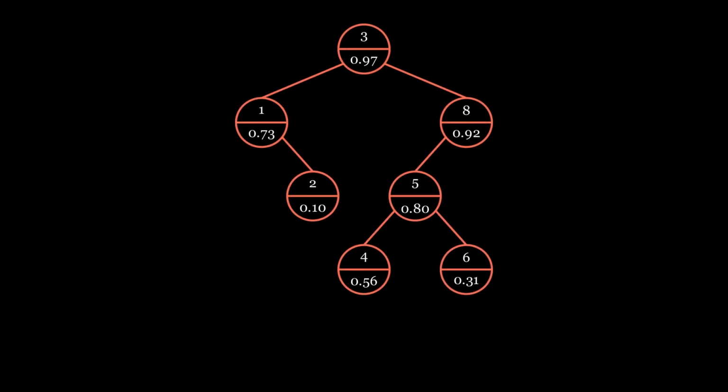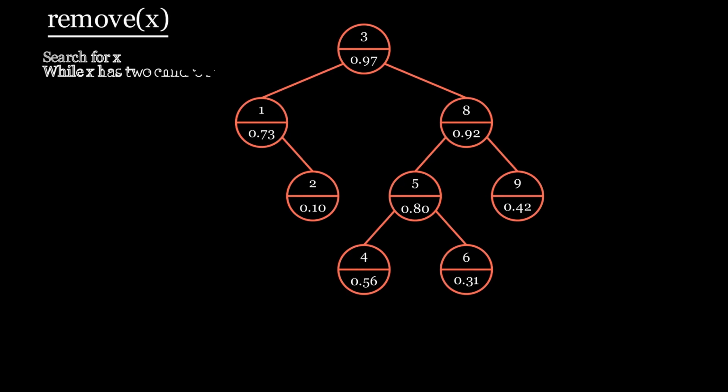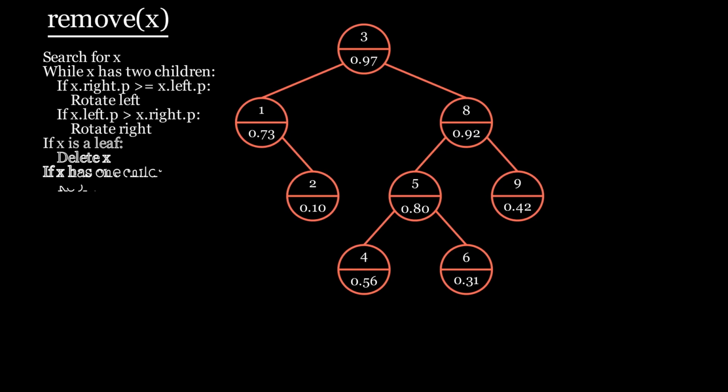I went ahead and modified the treep again before we look at the remove operation. I'm also going to add this new node, 9, with a priority of 0.42. So, the remove operation works as follows. Begin by searching for your value. Then, as long as the node has 2 children, we check the priority of both its children and rotate in the direction of the child with the lower priority. Once the node has less than 2 children, then it's either a leaf, which is simple to delete, we simply set its value to null, or it only has 1 child, in which case we simply replace it with its child.